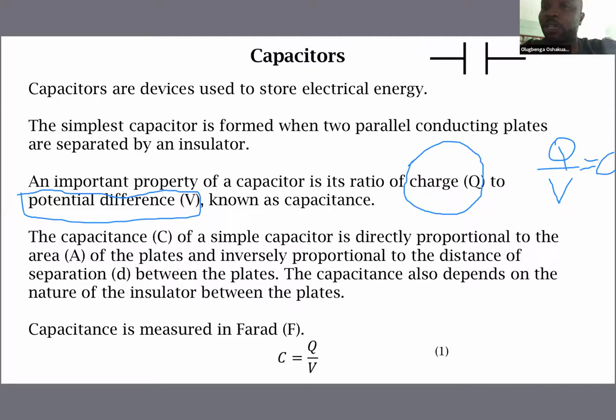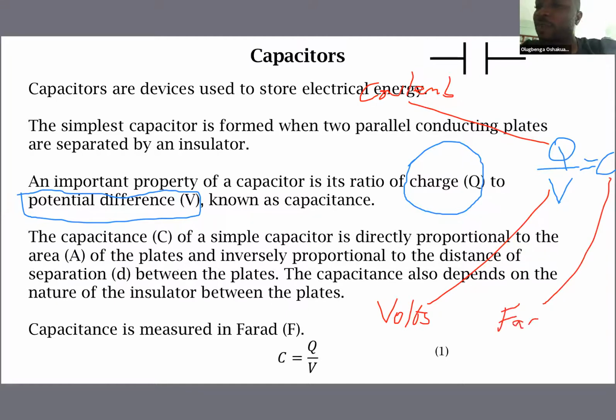We must always remember that Q, which is charge, is measured in coulombs. V, which is the potential difference, is measured in volts. And C, which is capacitance, is measured in farads. The unit singular is farad. So when we know the capacitance of a capacitor and we know the potential difference across the terminals, then we can tell the amount of charge that the capacitor will store.